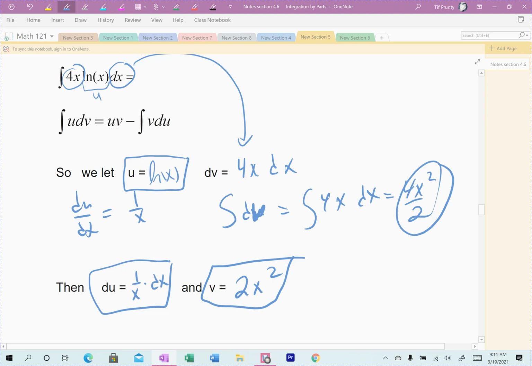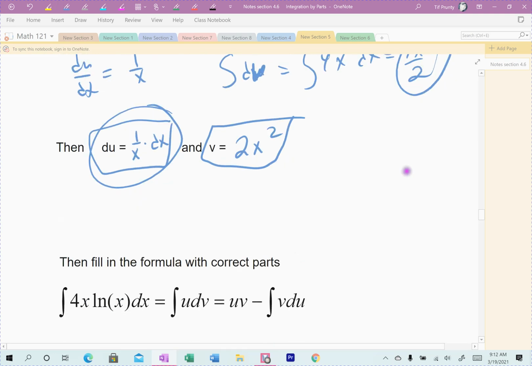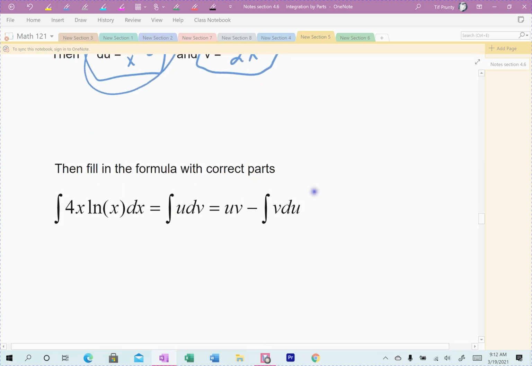So there's my three pieces. u is equal to the natural log. v is equal to 2x squared. And this is the one that's a little more complex. I've got 1 over x times dx. But remember, 1 over x is still simpler than the natural log function. Alright, so we plug in all the pieces to this part.